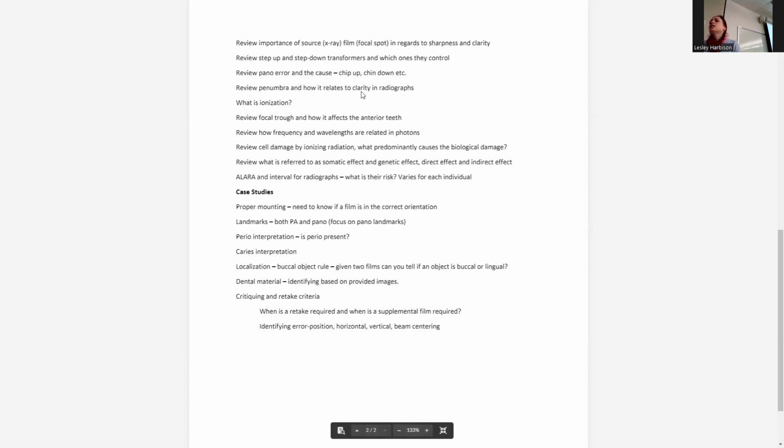Review penumbra and how it relates to the clarity of radiographs. Penumbra is the little fuzziness every film has, but you want it minimized. When you have the film in the right place, the right level of kVp, and the right technique, all these things come together and help. With digital, you can also crisp it up a little bit with edge enhance. After you took your set, I did Control A for a couple of you.